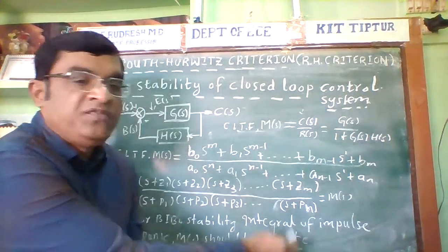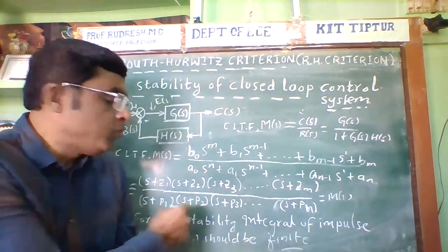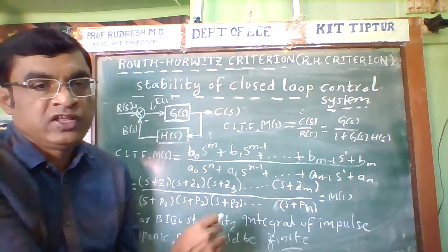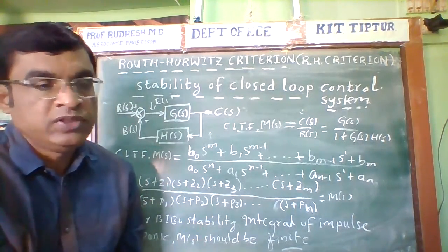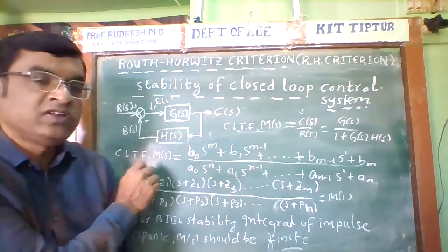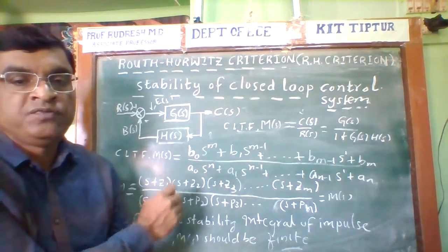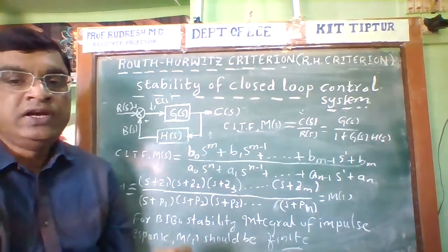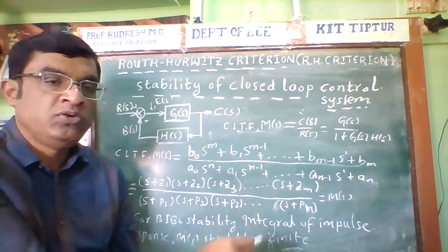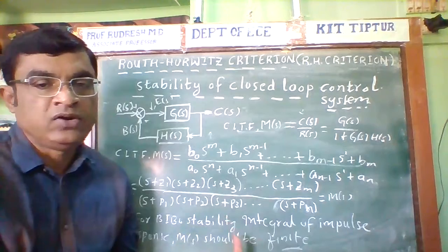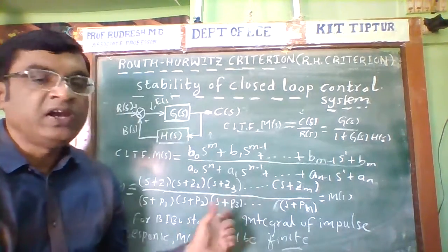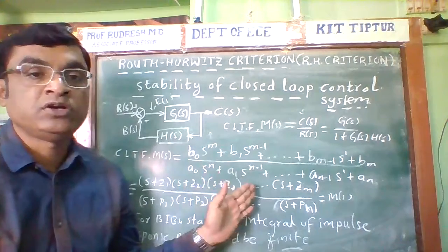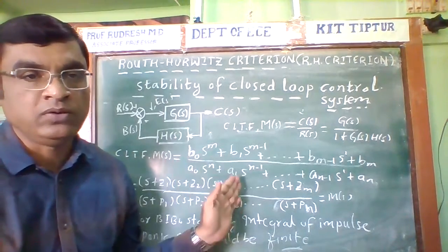In order to get a finite response, all the poles of the system must lie on the left half of the S-plane. Then only it becomes finite. For bounded input, bounded output stability, the integral of the impulse response should be finite, and to get a finite impulse response, the roots of the characteristic equation must lie on the left half of the S-plane.